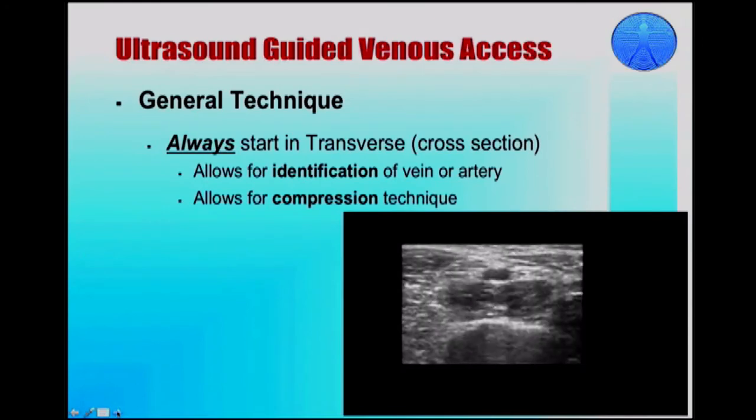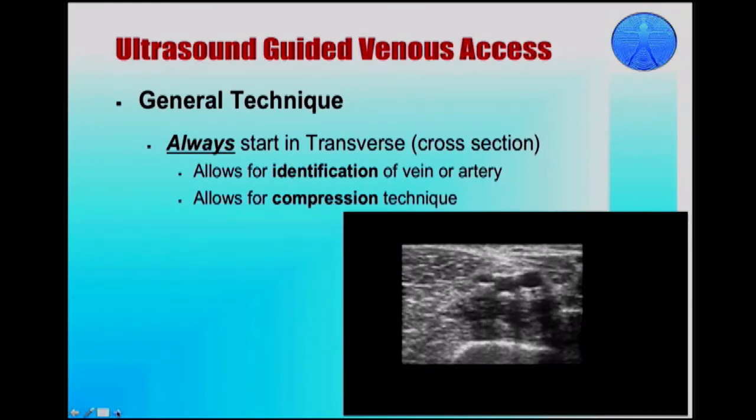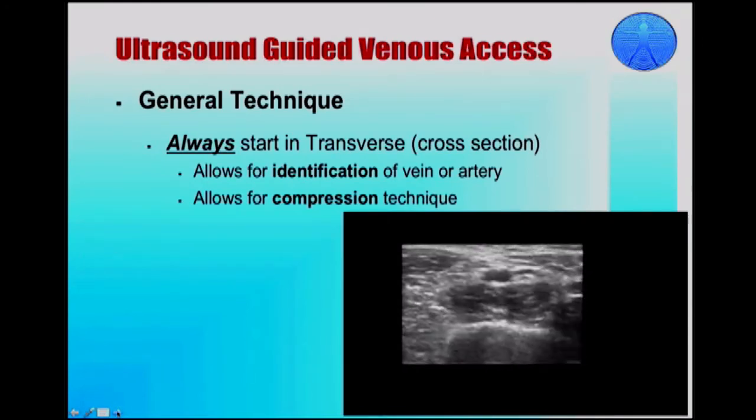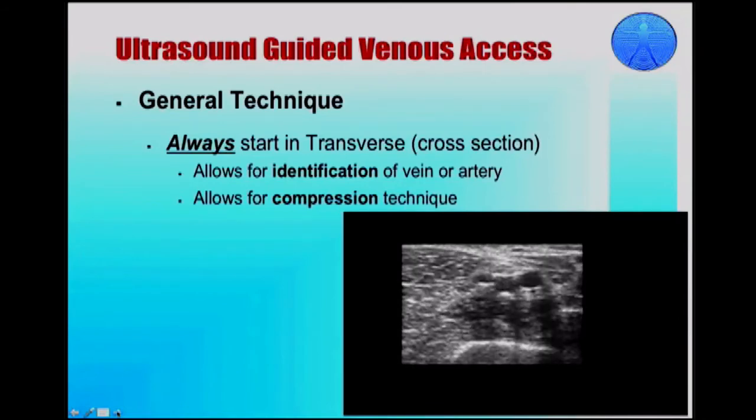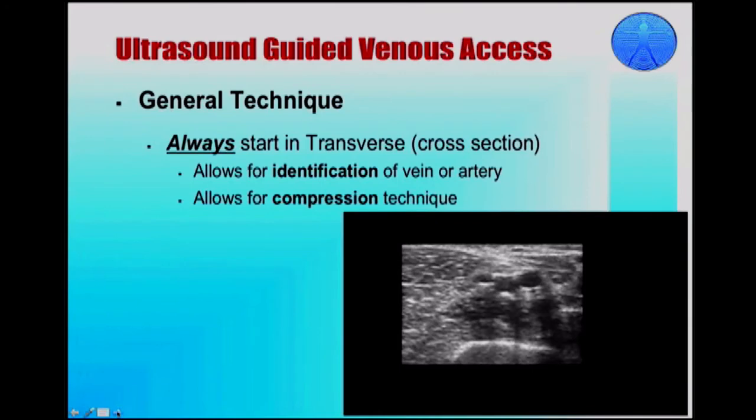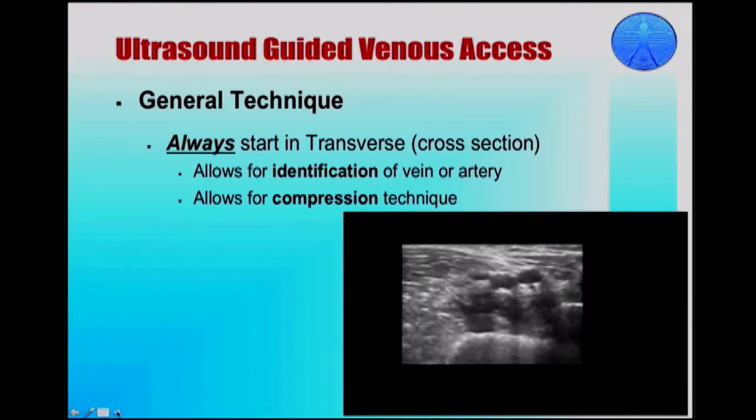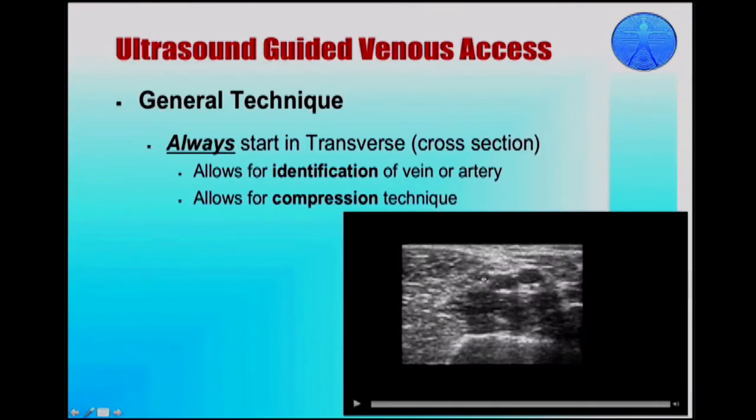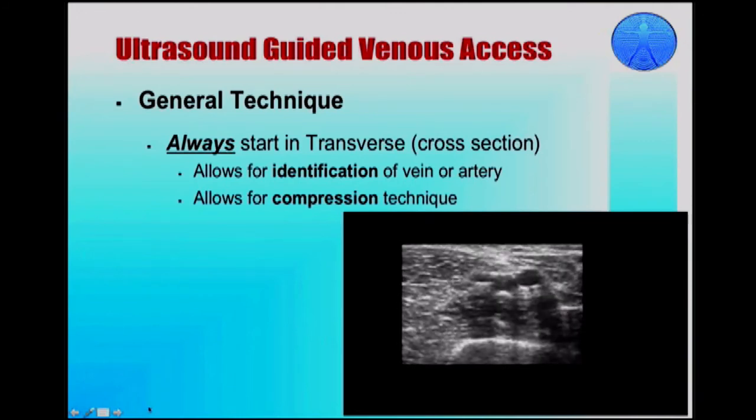Now, no matter how we're going to end up imaging the vessel, we always start out in transverse or cross-section. One, we can identify the vessel very readily because we're always across the vessel, so we always see the vessel. And two, we can do the compression technique so we can identify vein, two veins here, versus the artery.